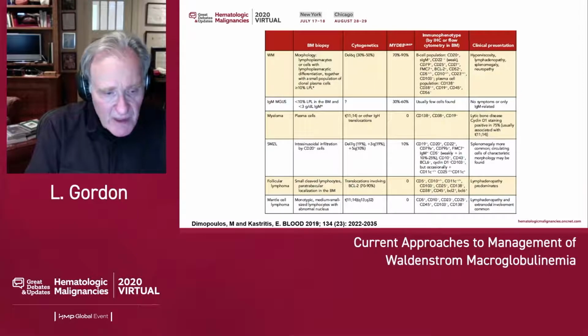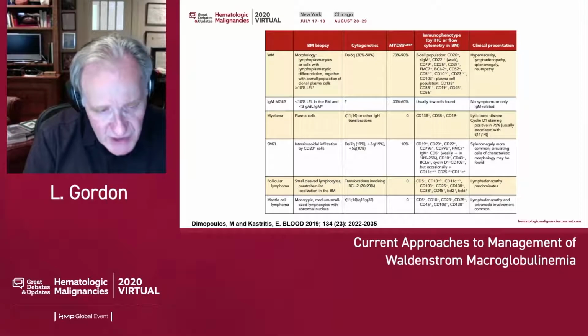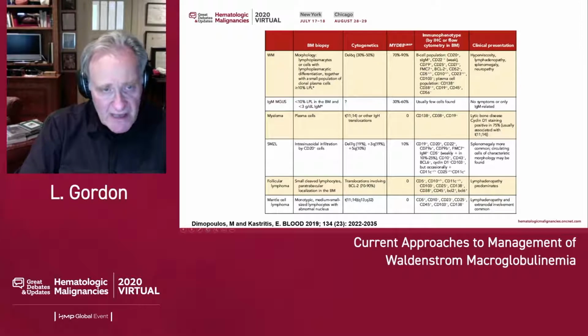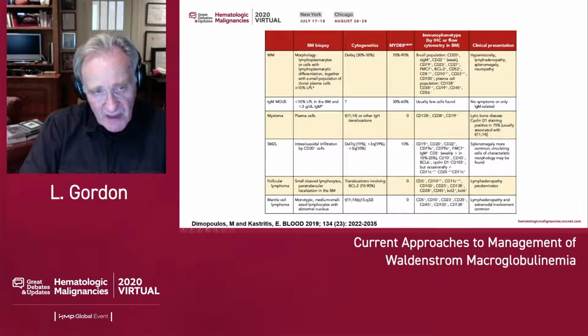This is a presentation by Dimopoulos and Kastritis in Blood in 2019. I just want you to focus on the top line of this in terms of making a diagnosis. Lymphoplasmacytes or lymphoplasmacytic lymphoma under bone marrow biopsy, cytogenetics, often a deletion 6q, anywhere from 30 to 50%. As I said, the MYD88 L265P mutation in 70 to 90% of patients.